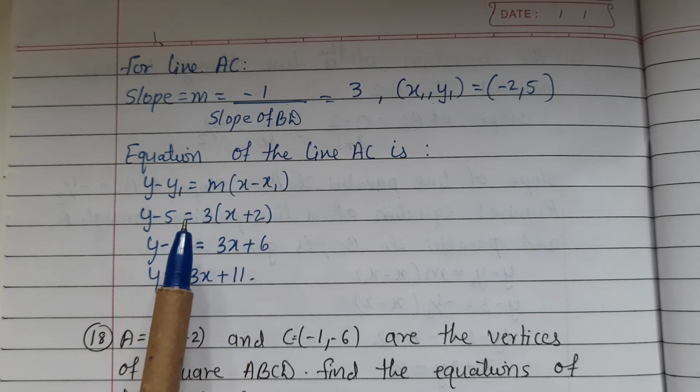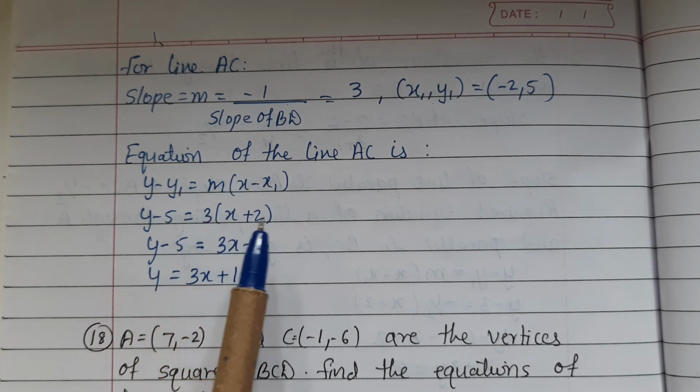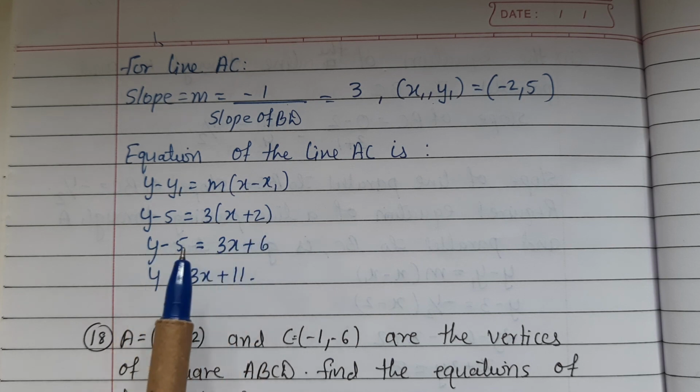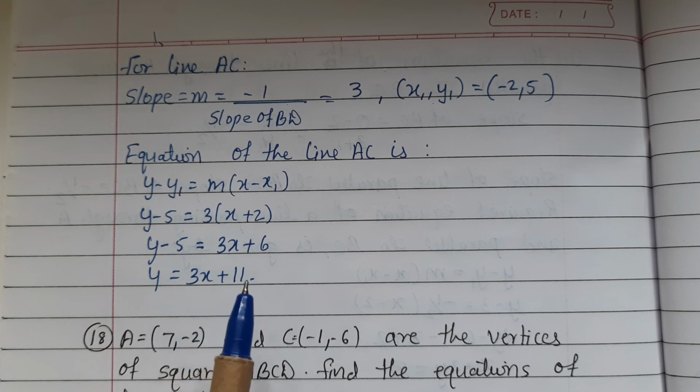y minus 5 equal to 3 into (x plus 2). y minus 5 equal to 3x plus 6. y equal to 3x plus 11.